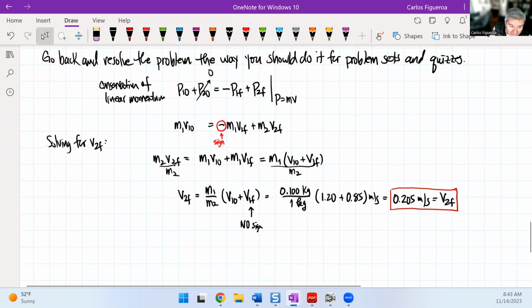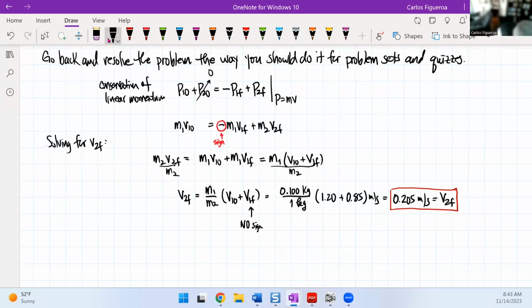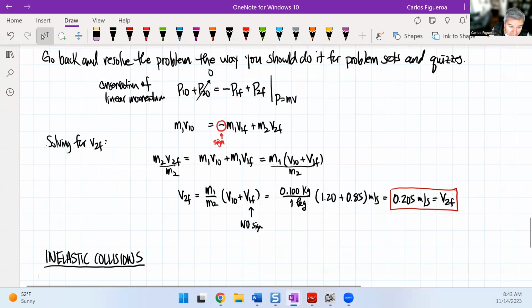What I want to do last is talk about inelastic collisions. So now let's look at inelastic collisions. Inelastic collisions fall into two categories.